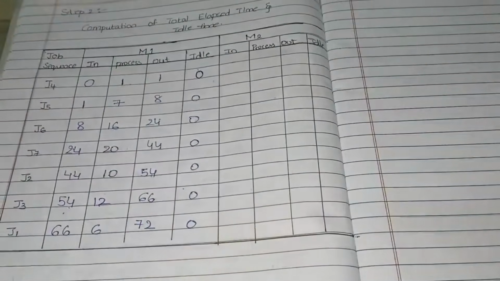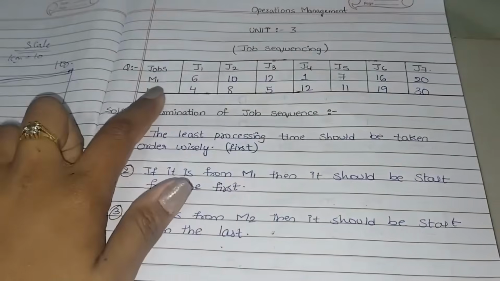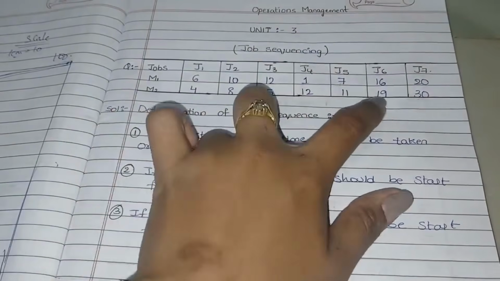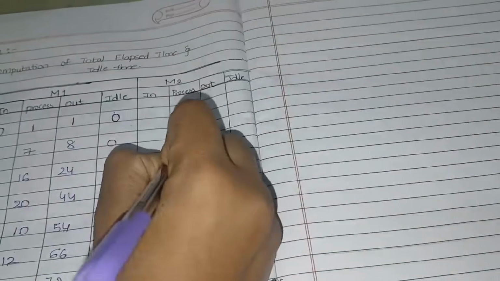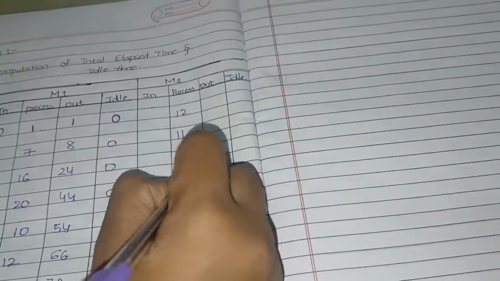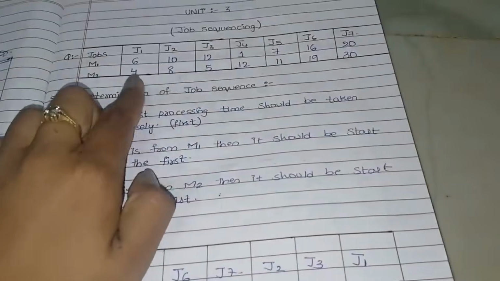ఇప్పుడు మెషిన్ 2కి చేద్దాం. మెషిన్ 2లో ఫస్ట్ మనం ప్రాసెస్ వేసుకోవాలి కదా. J4, J5, J6, J7 వాల్యూస్ ఏమో 12, 11, 19, 30. అవి వేసేసుకుందాం. నెక్స్ట్ ఏముంది? J2, J3, J1. J2 ఏమో 8, J3 ఏమో 5, J1 ఏమో 4.